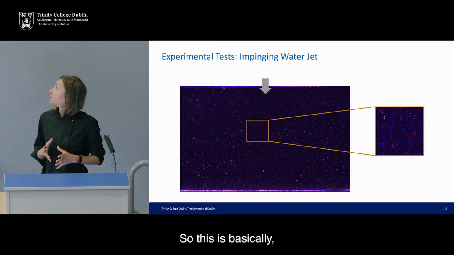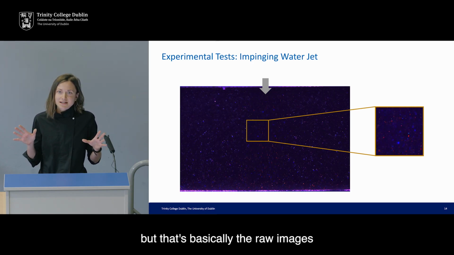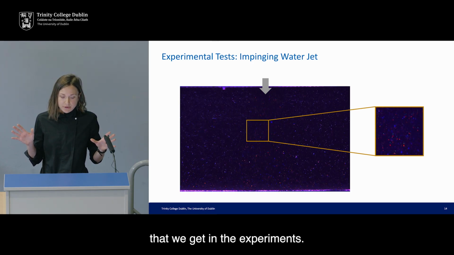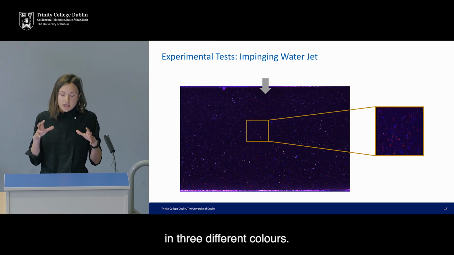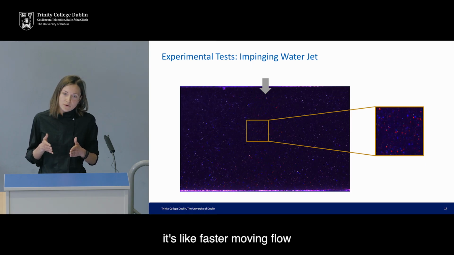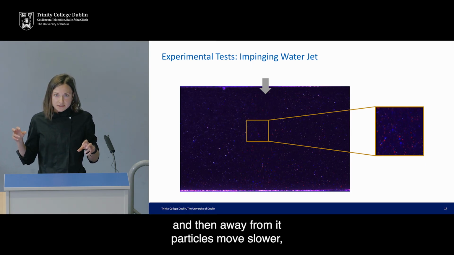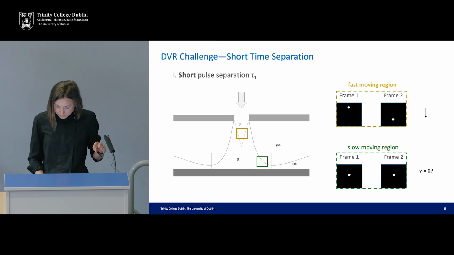So this is basically, I don't know if it's visible enough, the raw images that we get in the experiments. We can see that particles are flashed in 3 different colors. In the middle there, we see faster moving flow, and then away from it, particles move slower, and actually these 3 colors almost overlap.